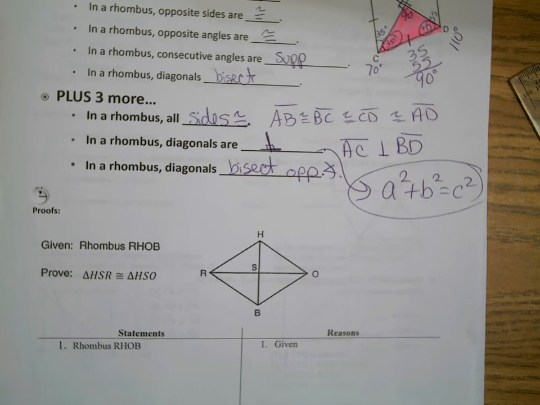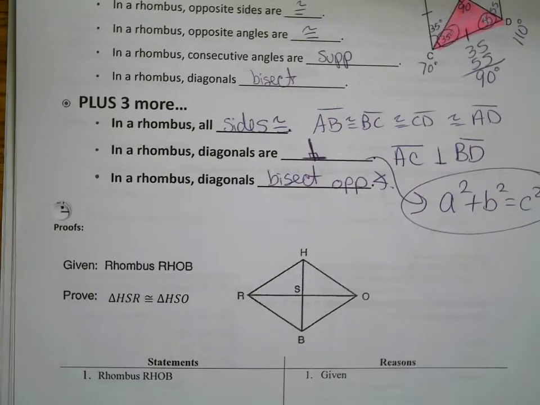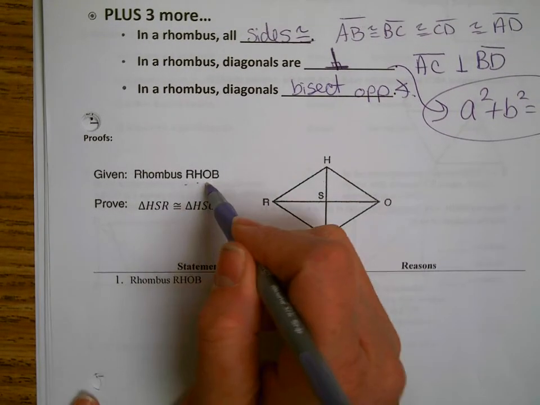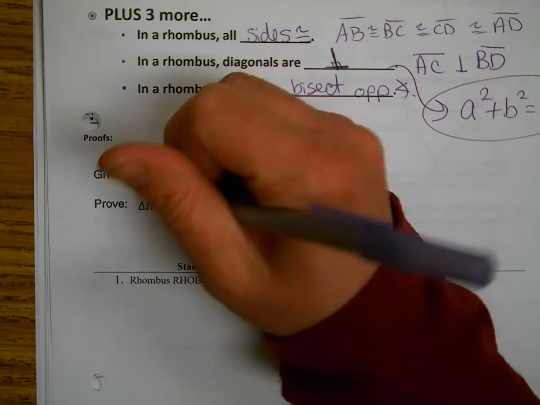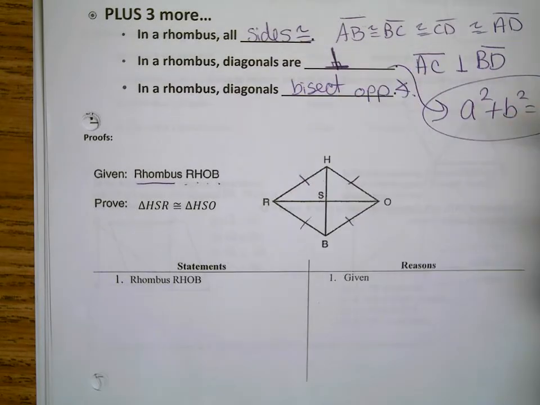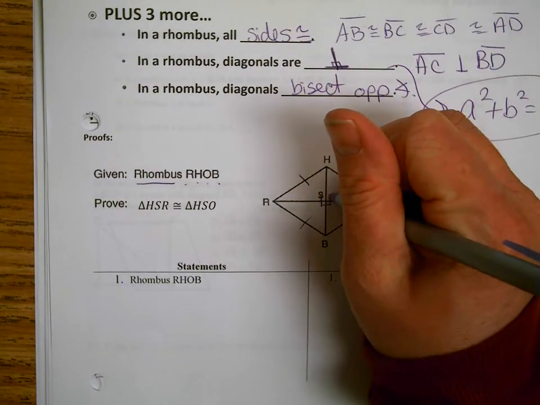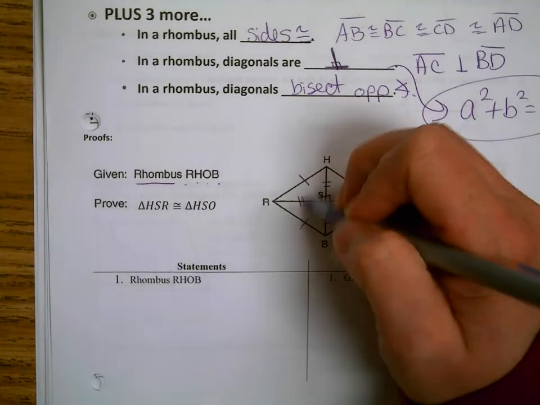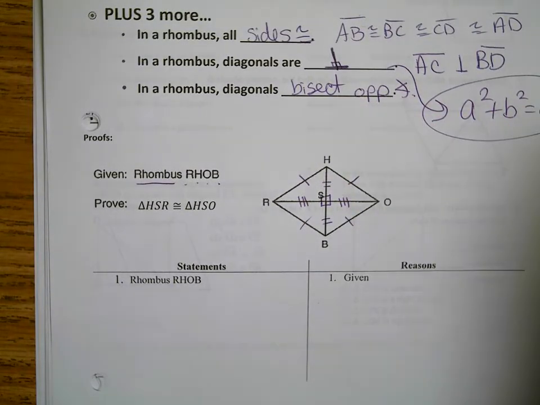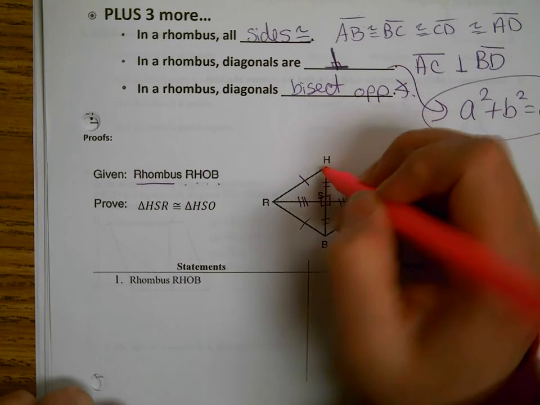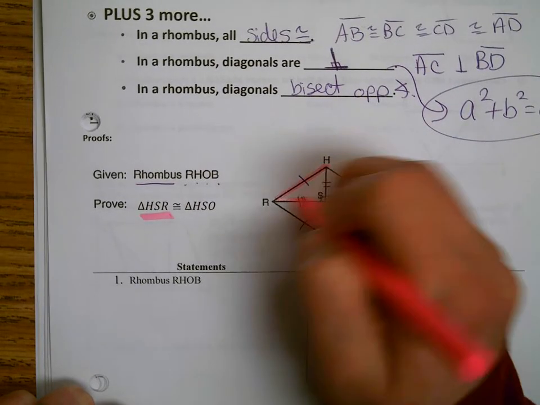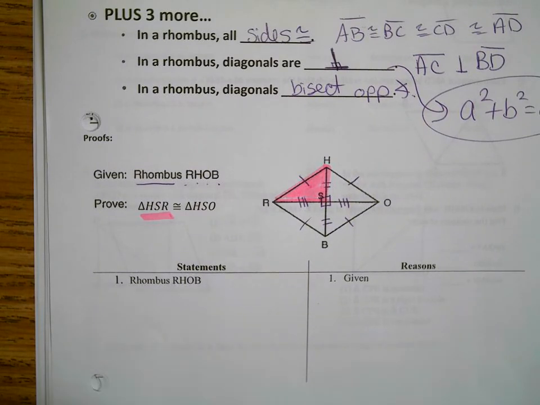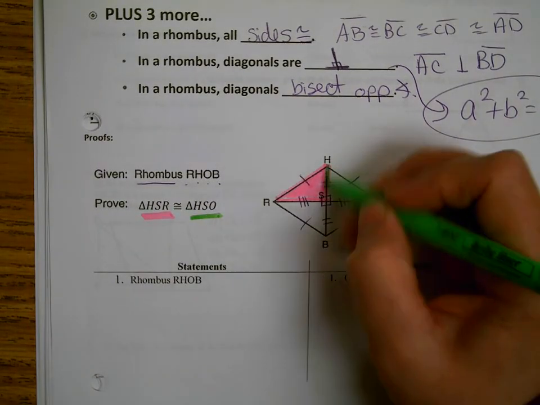So looking here at a proof. I told you we're going to be doing a little bit of proofwriting, so I'm going to start off with one here. Rhombus RHOB. Well, if I know it's a rhombus, I know it has 4 equal sides. I know its diagonals are perpendicular. I know its diagonals bisect each other. So let's decide how we're going to prove some triangles congruent. So triangle HSR, this one here. Why is that congruent to triangle HSO?